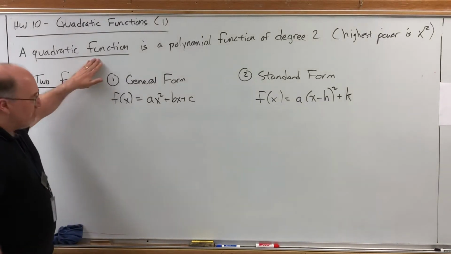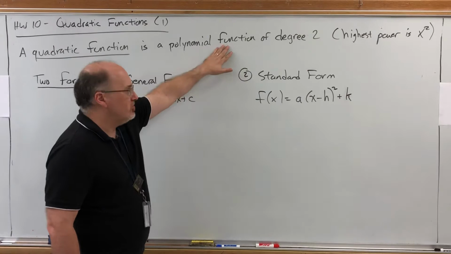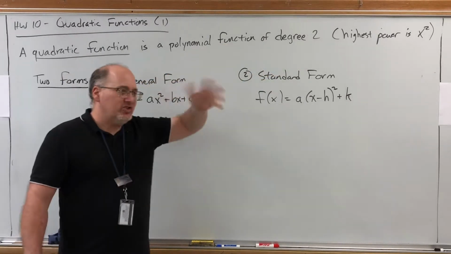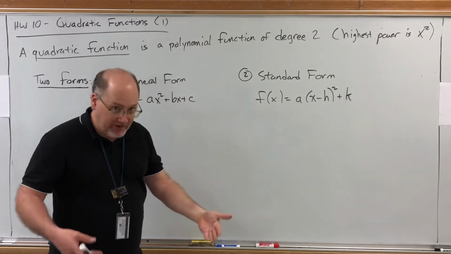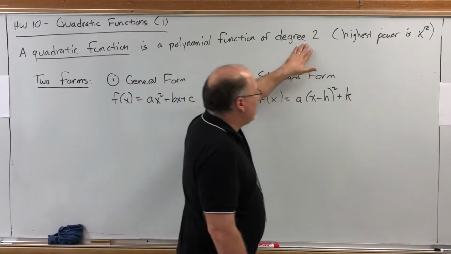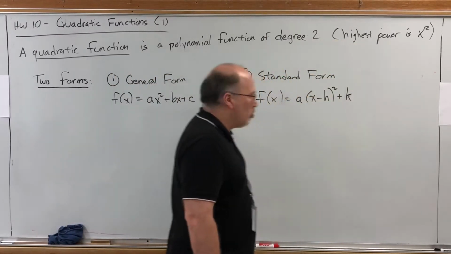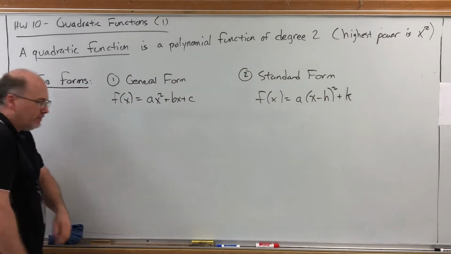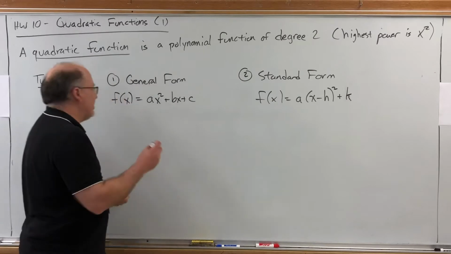A quadratic function is a polynomial function of degree 2. Polynomial meaning it's just the sum or difference of powers of x's, and degree 2 meaning that the highest power is x squared. There are two forms of quadratic functions, and personally, I think both of these names are kind of weak.